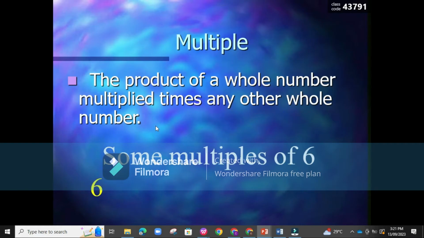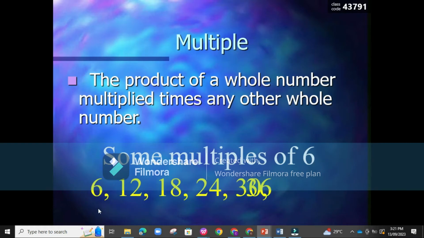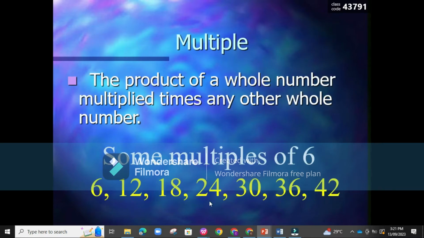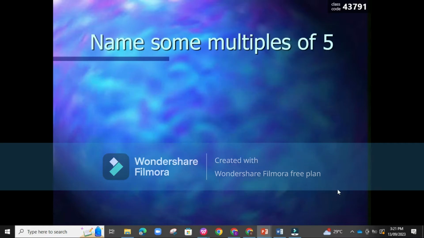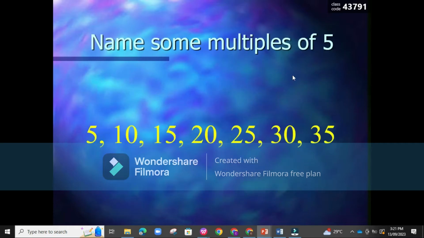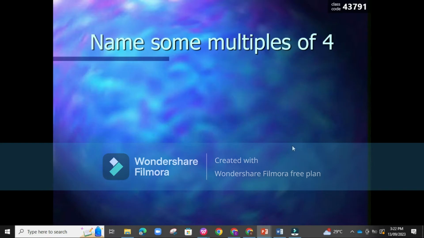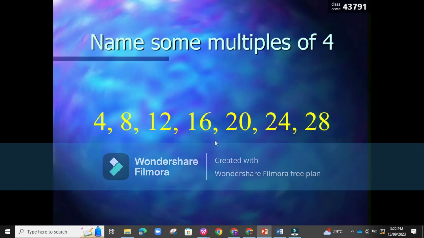Some multiples of 6: we have 6, 12, 18, 24, 30, 36, and 42. If you are asked to name some multiples of 5, we have 5, 10, 15, 20, 25, 30, and 35. How about multiples of 7? We have 7, 14, 21, 28, 35, 42, and 49. Some multiples of 4: we have 4, 8, 12, 16, 20, 24, and 28.